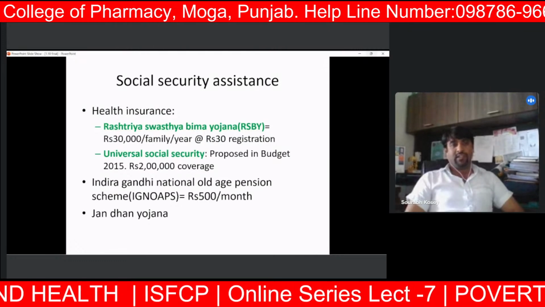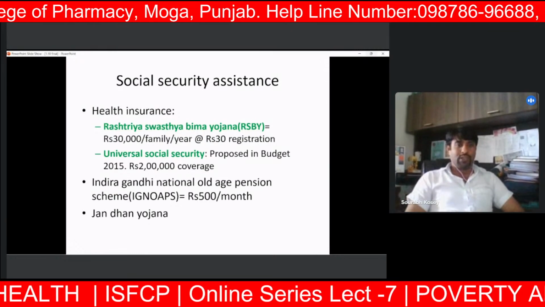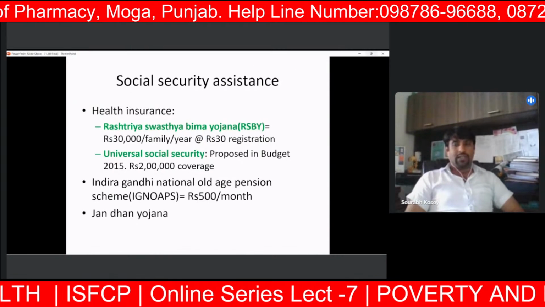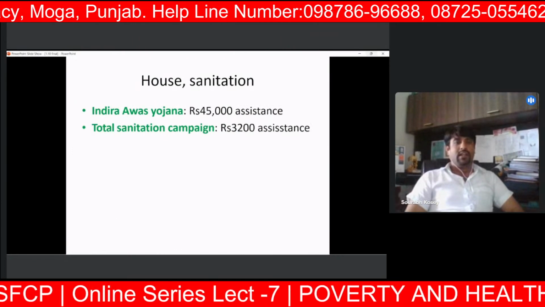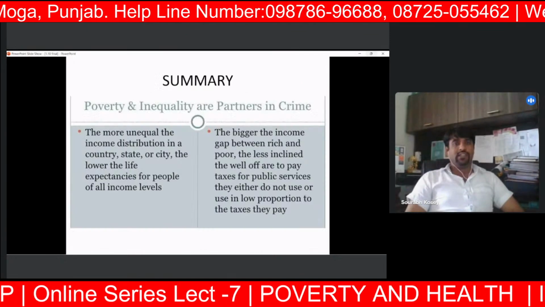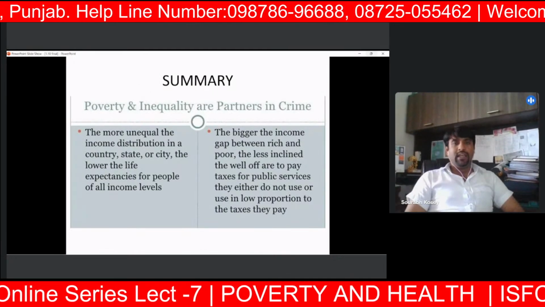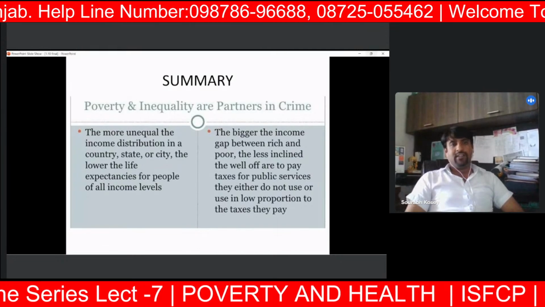Social security assistance: health insurance, Rashtriya Swasthya Bima Yojana, universal social security, Jan Dhan Yojana, Indira Awas Yojana, total sanitation campaign. So poverty and inequality are partners in crime.